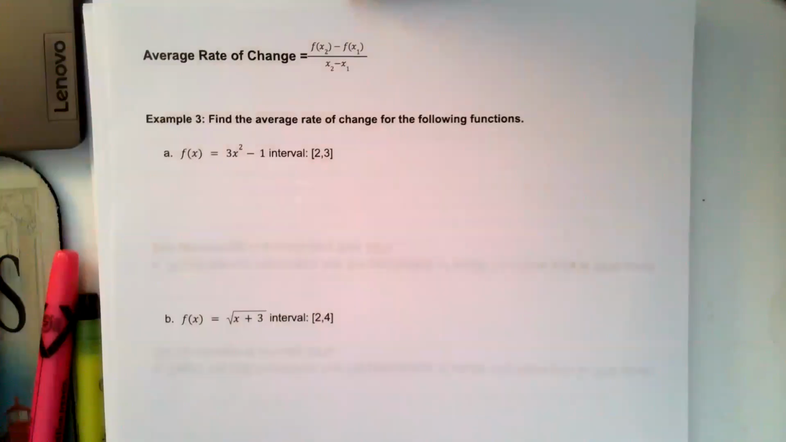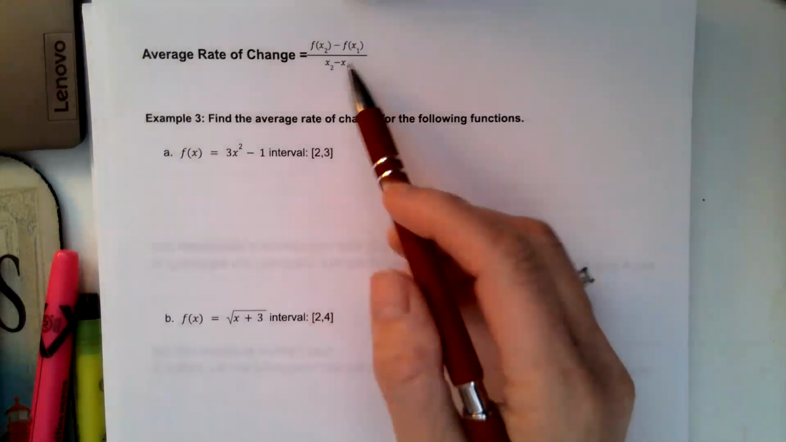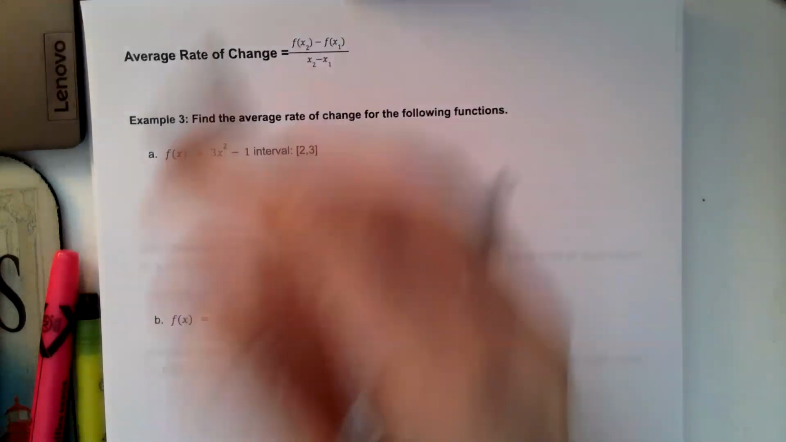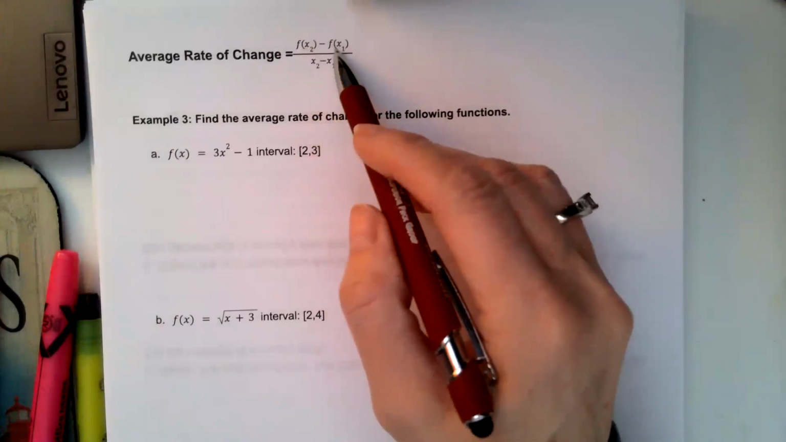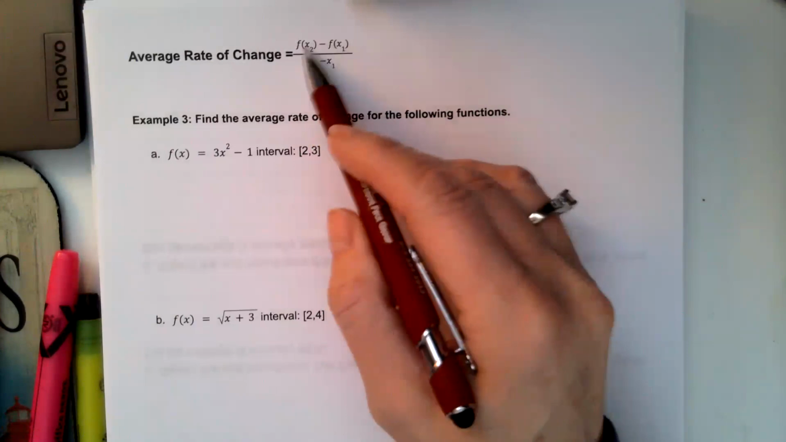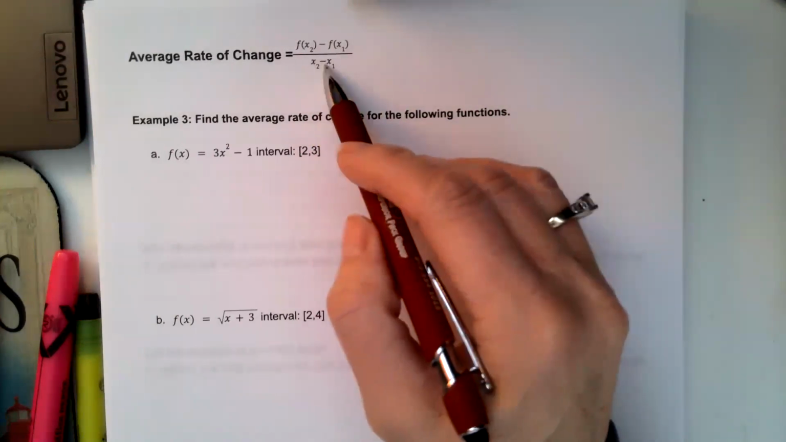Okay, the last topic of this lesson is on average rate of change. Average rate of change is essentially the slope. But because we're not dealing with just linear functions, it's not called slope. It's called average rate of change. But it's the same thinking, because it says the function evaluated at x2 minus the function evaluated at x1. So that would be the difference of your y's, just like in slope, over the difference of your inputs.